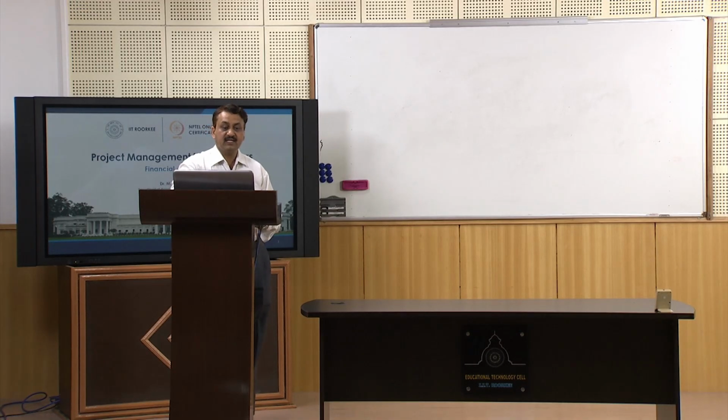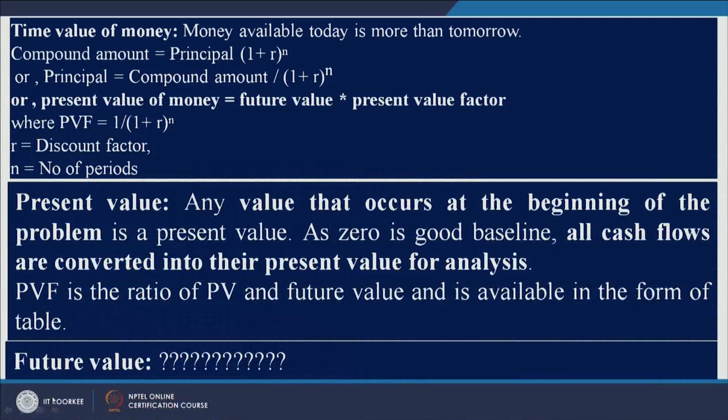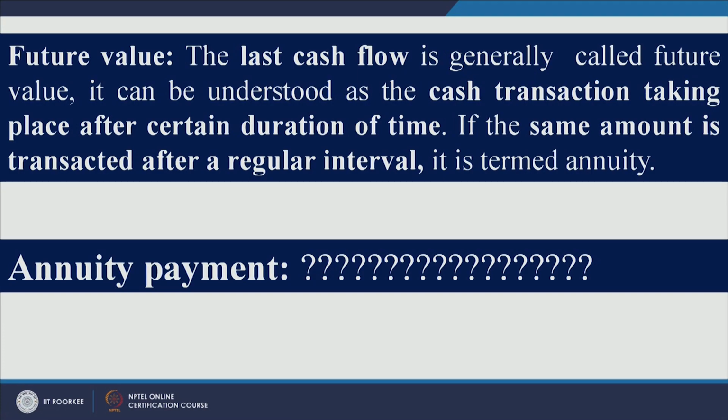So we defined present value, right? Now let us define what is future value. Future value is the last cash flow, generally. So it can be understood as the cash transaction taking place after a certain duration of time. If the same amount is transacted after a regular interval, then it is termed as annuity, right?